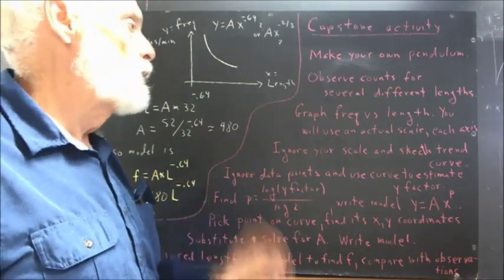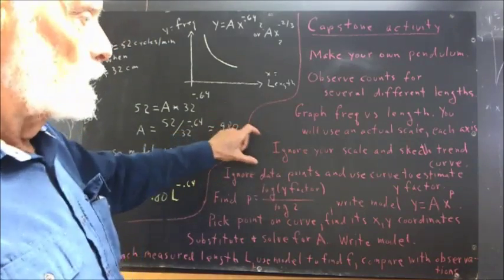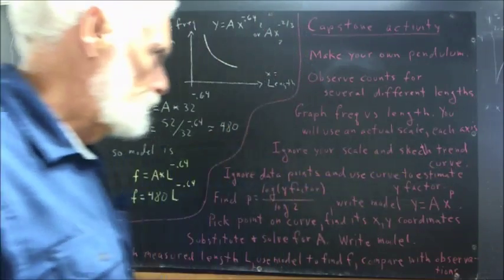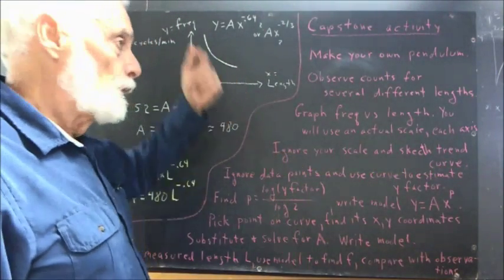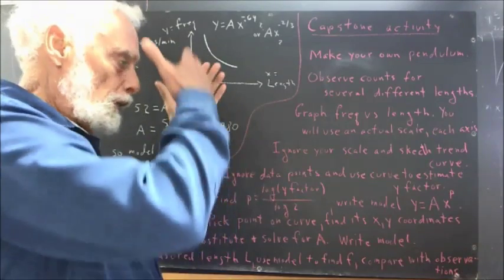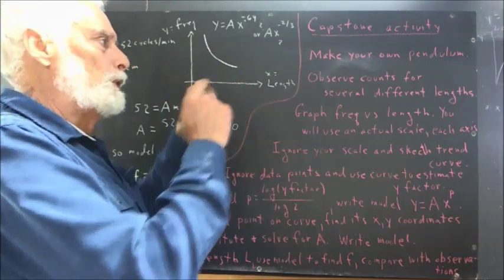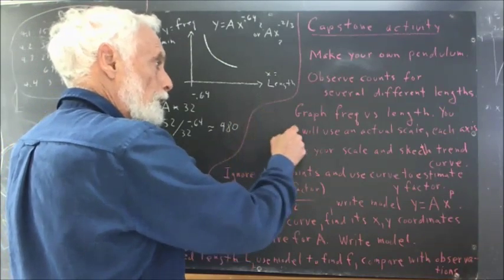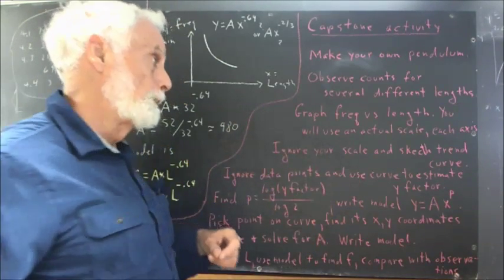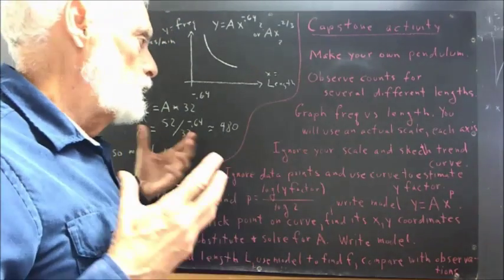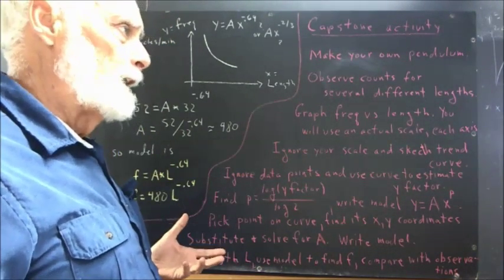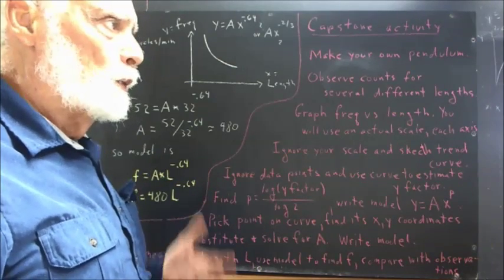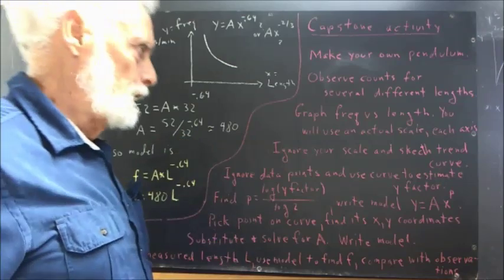You're going to do this geometrically. You're going to ignore your scale. You're going to sketch your trend curve. Now, when you sketch your trend curve, you don't try to go through your data points. Your data points are here, here, here, here, here, here, and you don't try to wobble up and down to hit every data point. As a matter of fact, when you do real-world data, it's actually mathematically impossible that your curve will actually go through any of your data points.